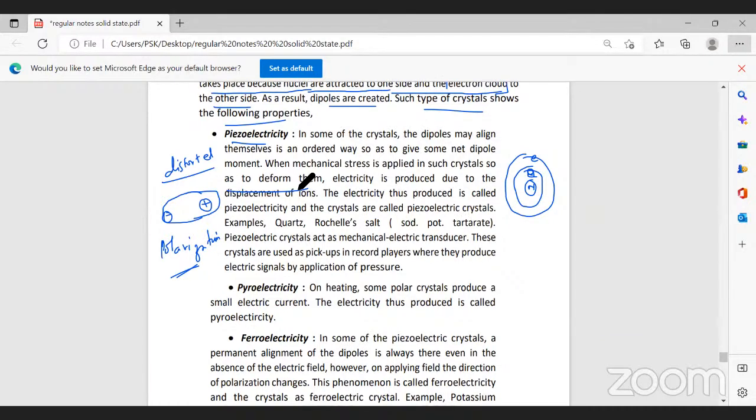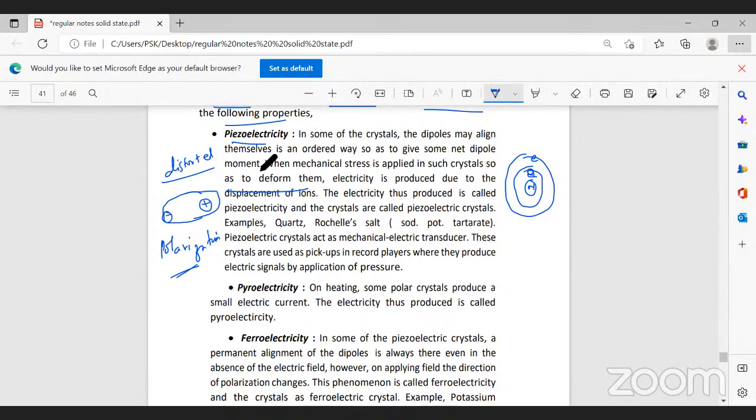Now, in some of the crystals, the dipoles may align themselves in an orderly way so as to give some net dipole moment. When mechanical stress is applied in such crystals so as to deform them, electricity is produced due to the displacement of ions. So this is polarization. In any crystal in the presence of an electric field, the positive nuclei move towards one direction and electrons move towards the other direction. That is called polarization. Because of this polarization, they have different properties. One is called the piezoelectric property.